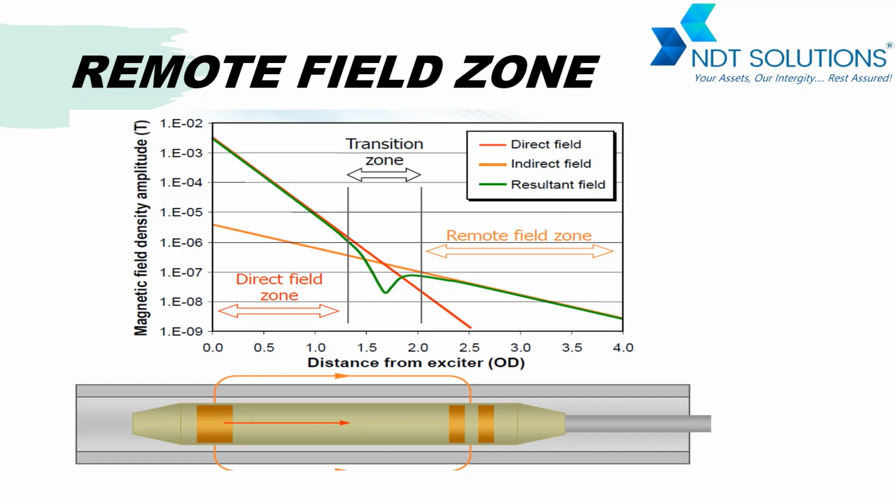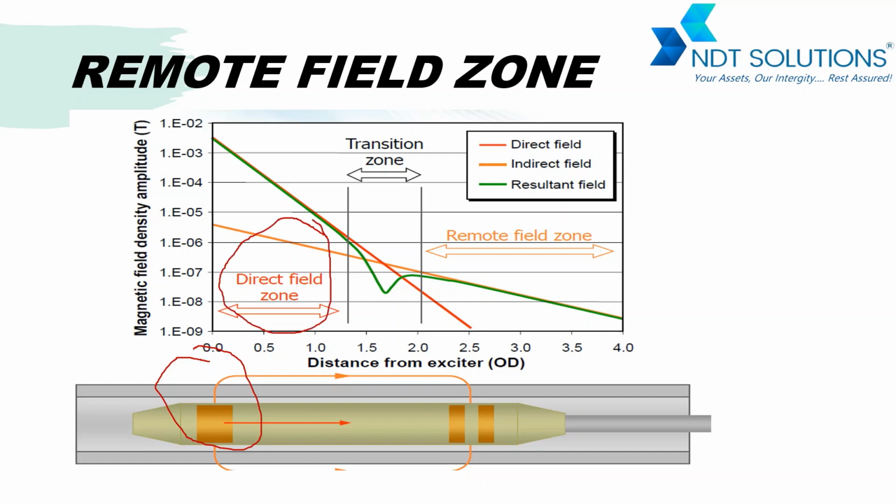One coil is exciter and one coil is receiver. When the exciter generates a magnetic field, it generates an eddy current nearby. That is our direct current. And as you know, carbon steel has very high permeability, so the resultant or secondary magnetic field is also very high.